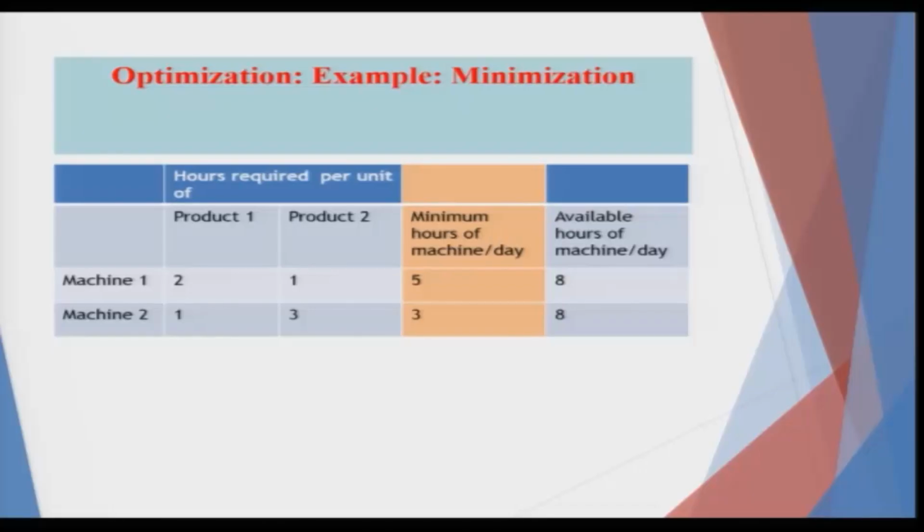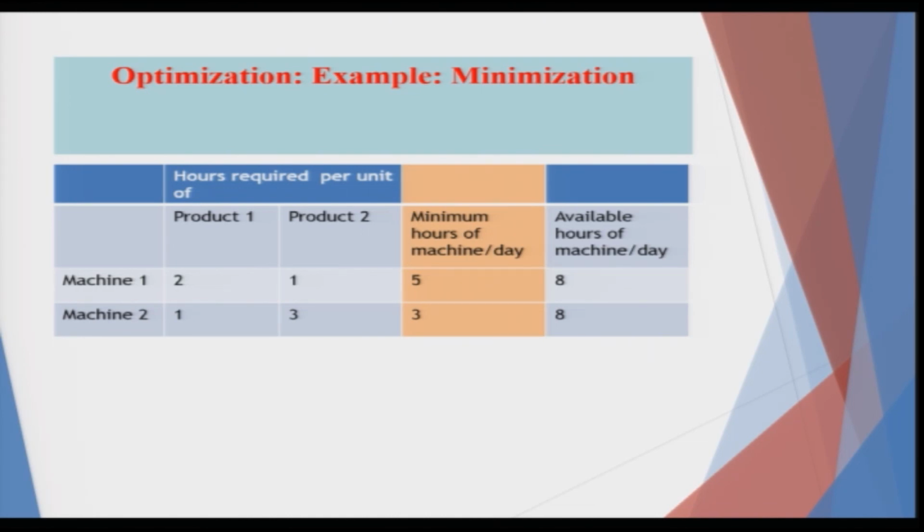Consider product 1, product 2. It would not immediately make sense, but once we solve the problem, you will understand. Machine 1, machine 2: hours required per unit is 2 for product 1 and 1 for product 2. Similarly, for machine 2, product 1 is 1 and product 2 is 3.